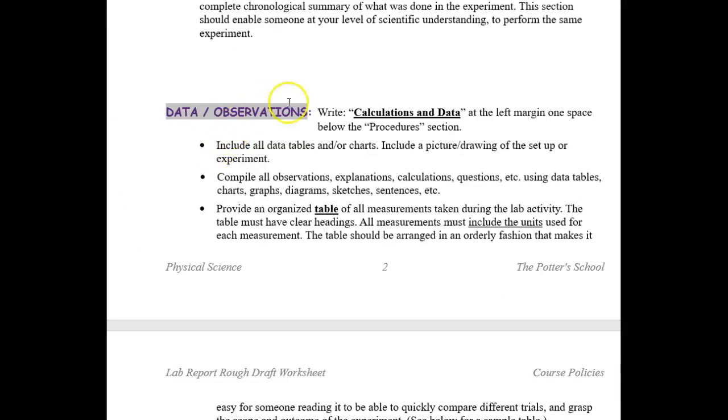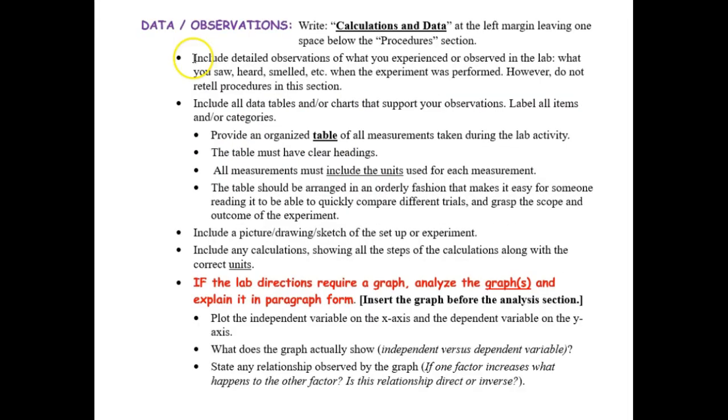For data and observations or calculations in data, you will include detailed observations of what you experienced or observed in the lab, what you saw, heard, smelled when the experiment was performed. However, don't retell procedures in this section. Include all data tables and or charts that support your observations. Label all items and all categories. Provide an organized table of all measurements during the lab activity if it's appropriate. You don't have to do a table if there's no data.